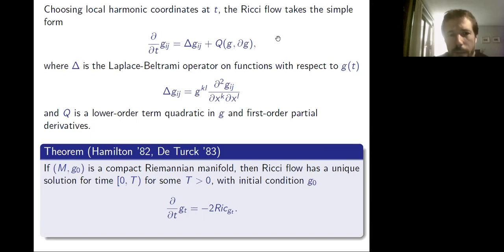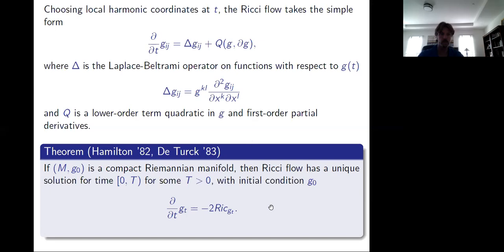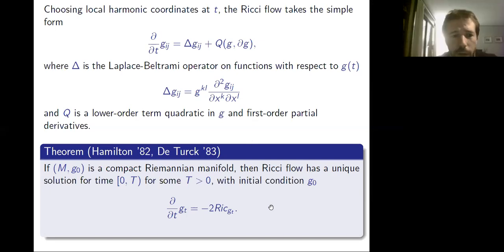So why is this evolution equation useful? Well, because it may allow us to put some canonical geometry on our manifold. The first step in this program is to see whether solutions exist. This is a classical theorem by Hamilton and DeTurck, which states that if you have a compact Riemannian manifold with metric g_0, then the Ricci flow has a unique solution for some time interval [0,T) with T positive with initial condition g_0.